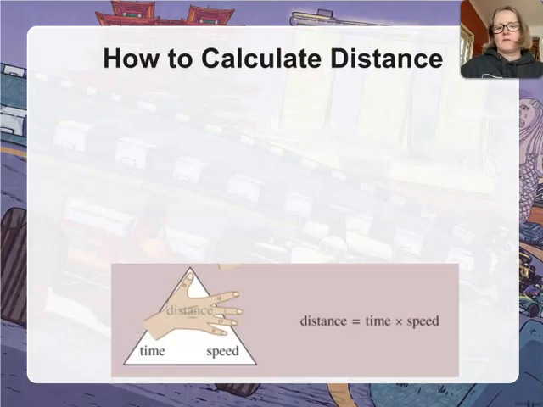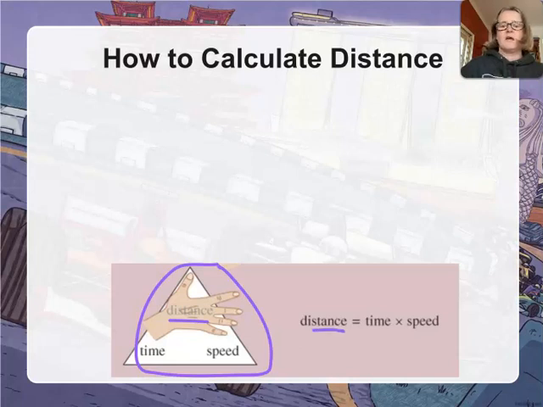Let's try another example. This time we'll calculate distance. So you'll notice the same triangle being used down here. And this time, because we want to know distance, we cover up the distance. So distance equals, and we've got time and speed next to each other. They're next to each other, we multiply. So distance equals the time taken multiplied by the speed that the object was going.